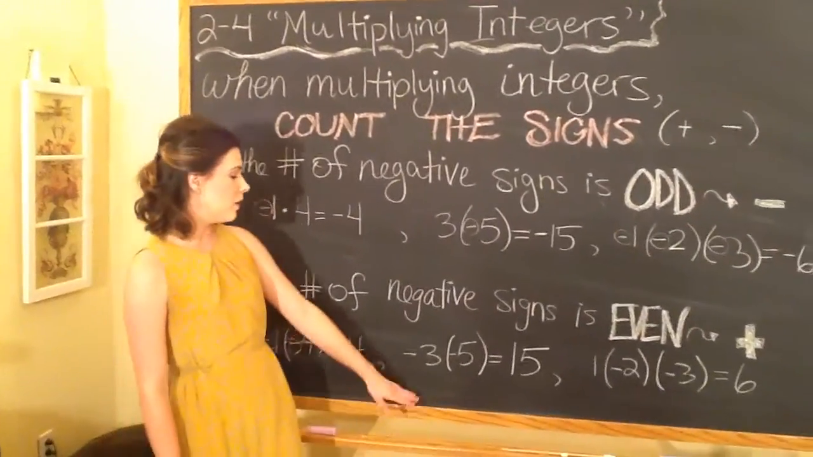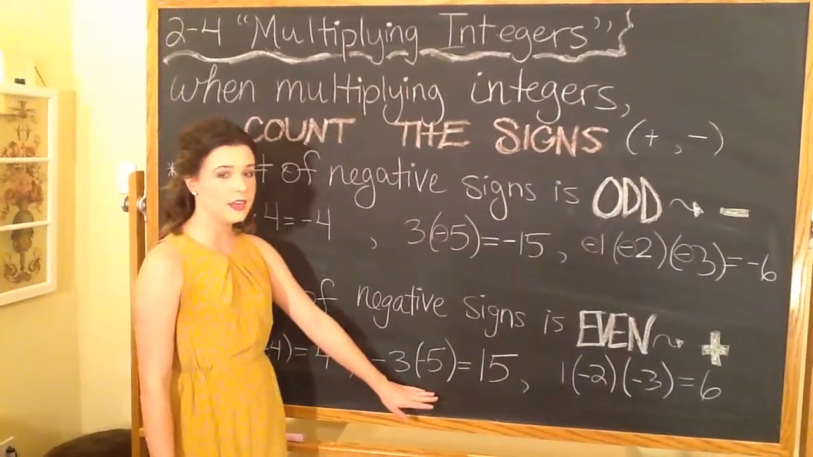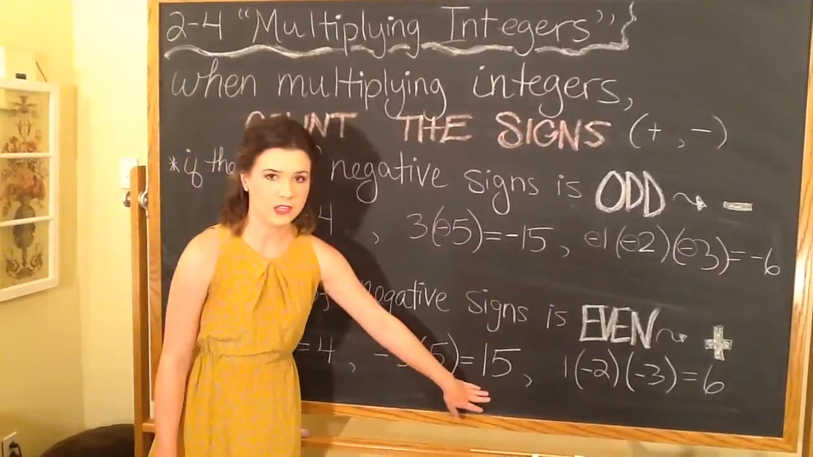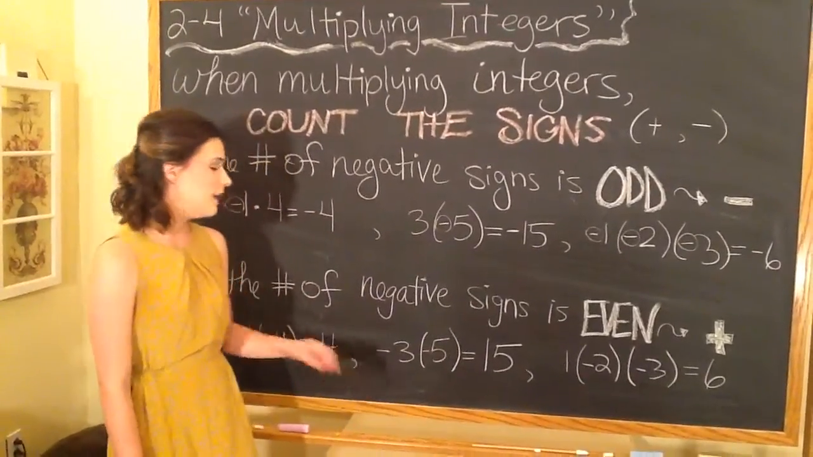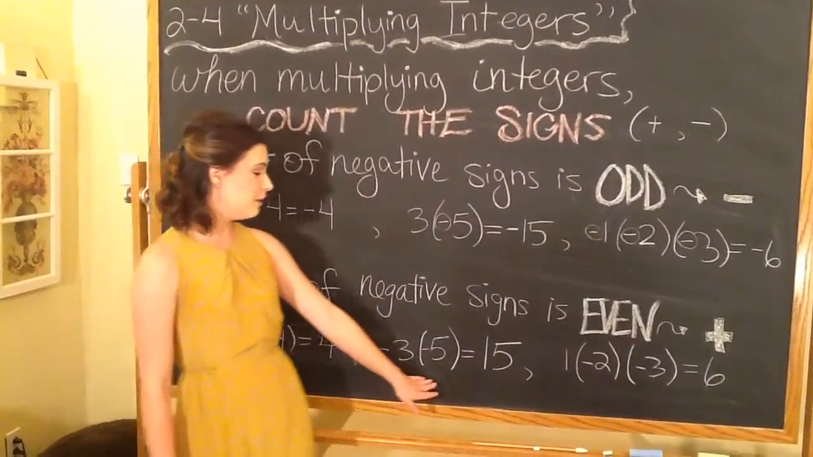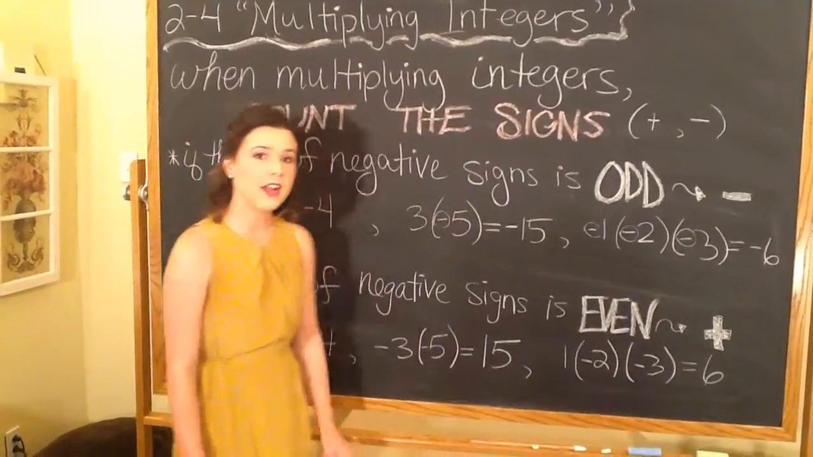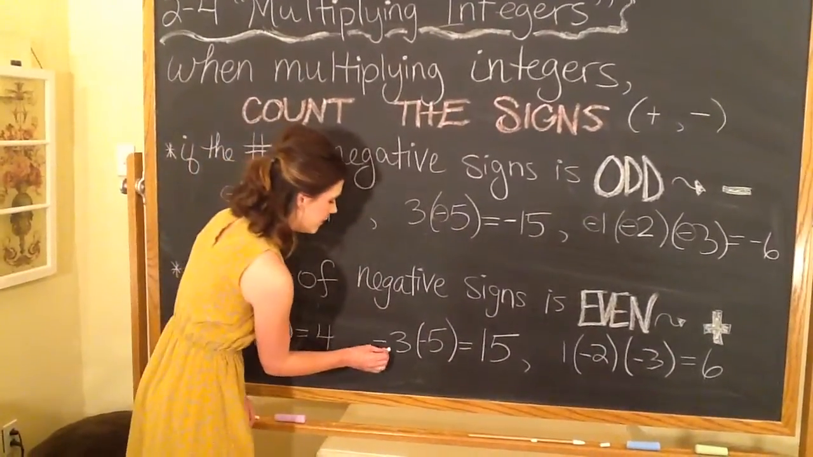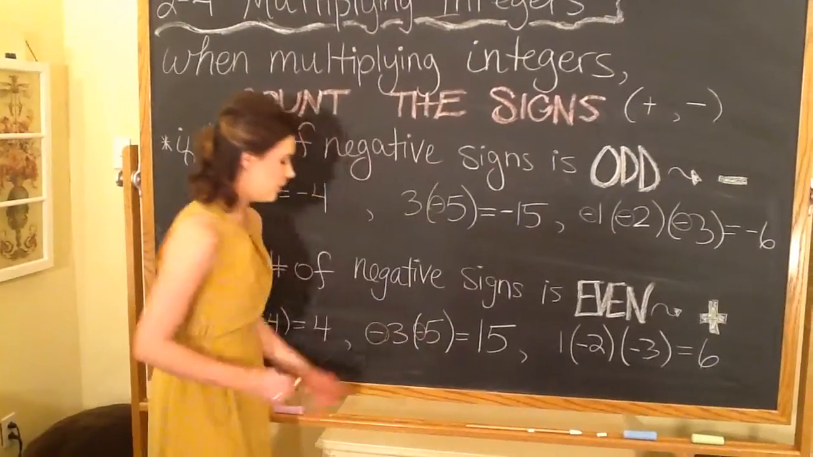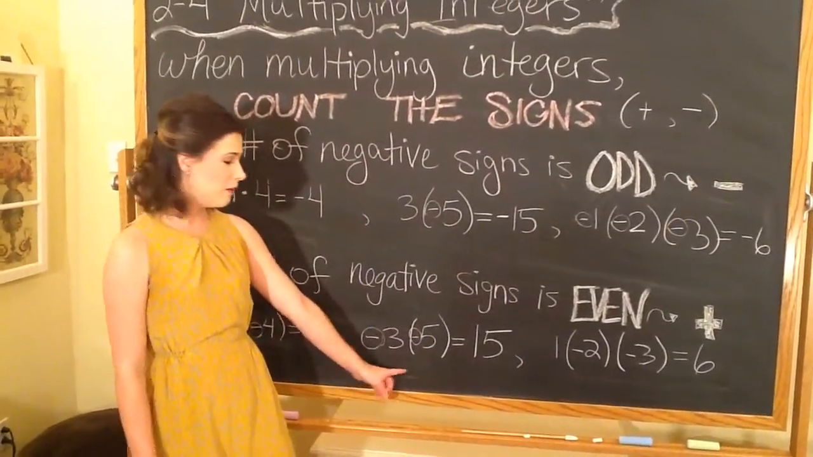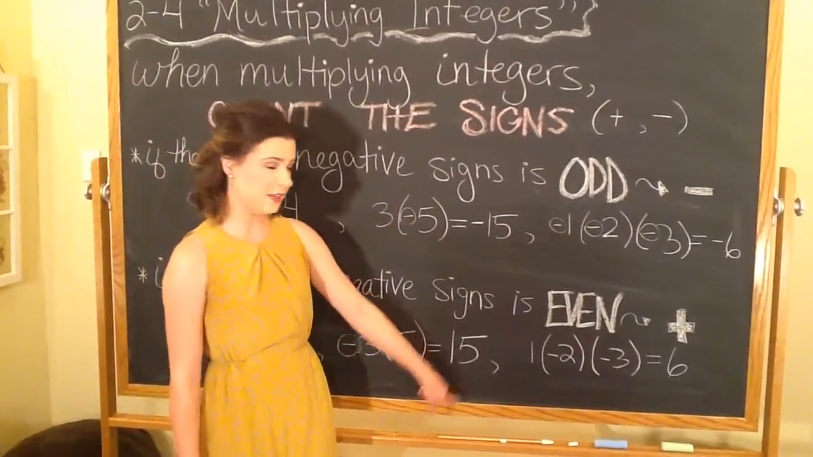Here's another example. If I do negative 3 times negative 5, my answer is going to be 15. Now how did I get this? I went ahead and multiplied across, so 3 times 5 gives me 15, and then I counted up my negative signs. So I have 1, 2. And since 2 is an even number, my answer is positive.